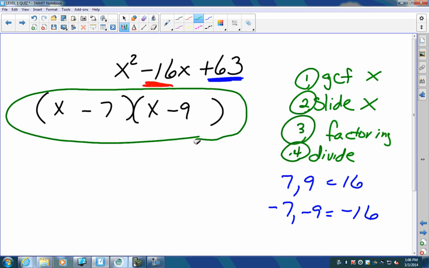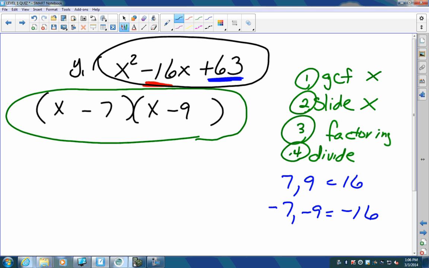You guys need to, on your quizzes and tests, check your answers by putting the original problem into Y1, and the whole thing in parentheses in Y2. And press second graph and make sure you got it right.